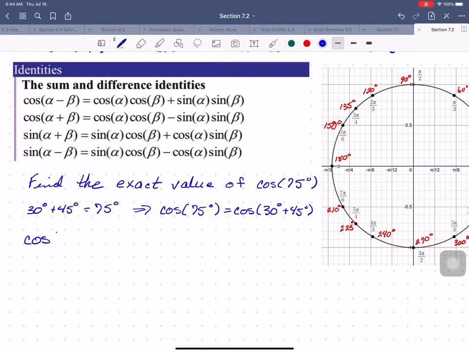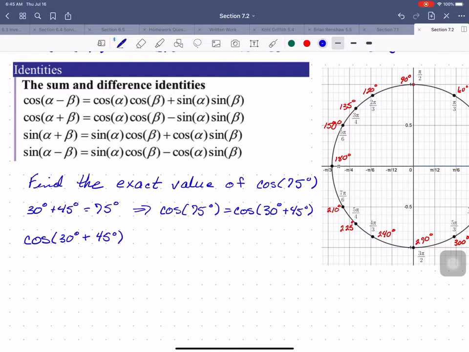So now, because I want the exact value of this, I'm going to apply an angle sum identity. Now, remember, we can't get the exact value directly of the cosine of 75 degrees because the only exact values we know are the unit circle values. So I had to rewrite 75 in terms of unit circle values, which I did. And so now I'm going to use my angle sum identity.